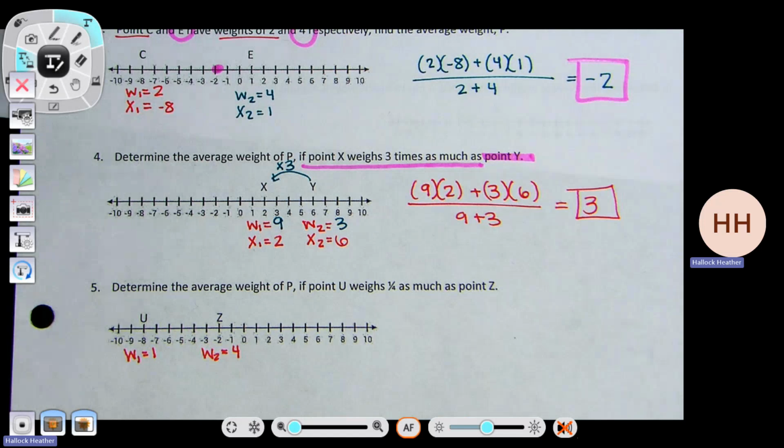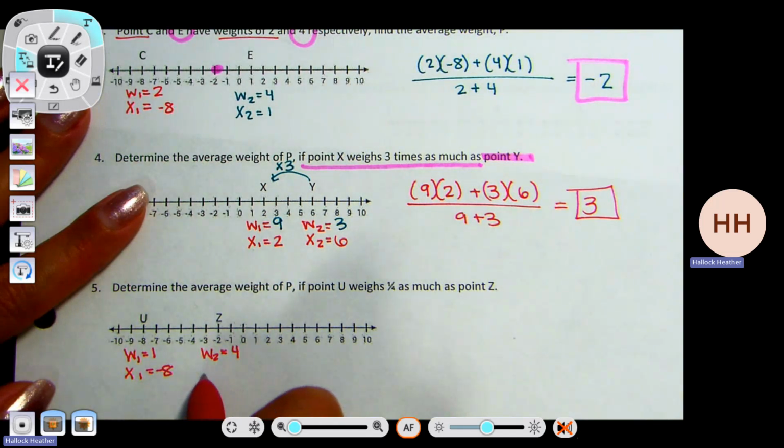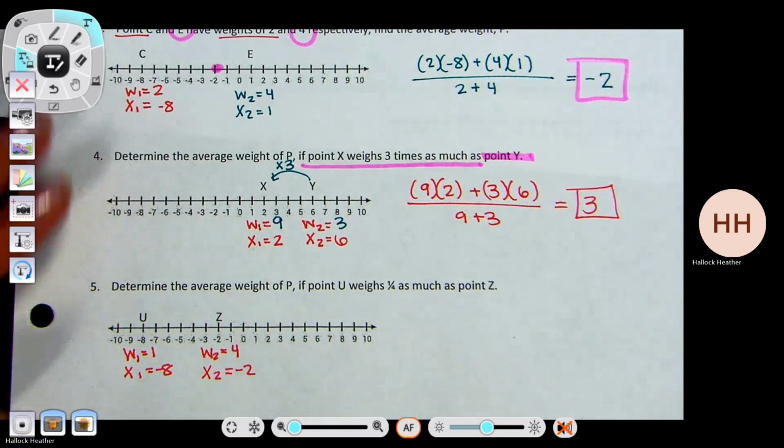You could use 2 and 8, 3 and 12. 4 and 16. 5 and 20. As long as it's multiplying by 4, then that's all that matters. So take a second, plug it into your formula. This one, you do get a decimal, so don't freak out when you get a decimal. It's all right. It's okay.